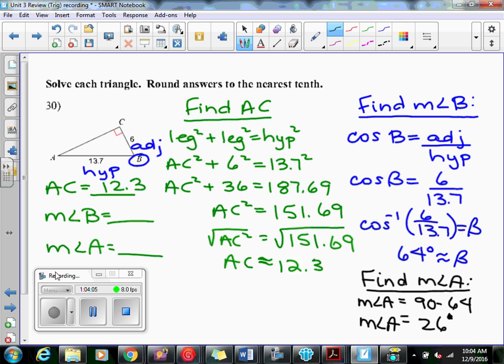Yes, it only works for right triangles. And it makes sense because the only type of triangle that has a hypotenuse is a right triangle. So you can't use the Pythagorean theorem if it's not a right triangle.